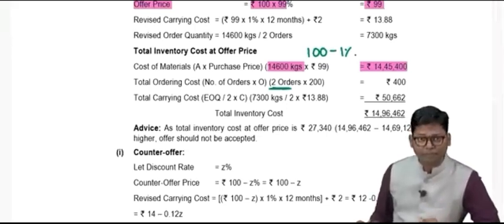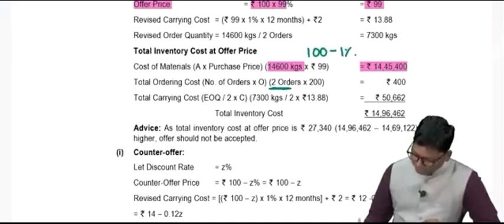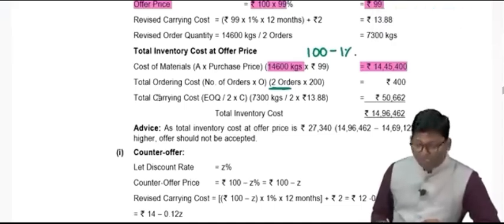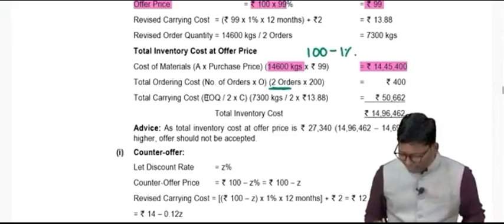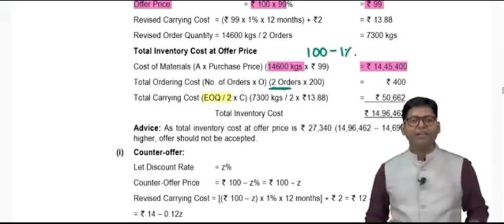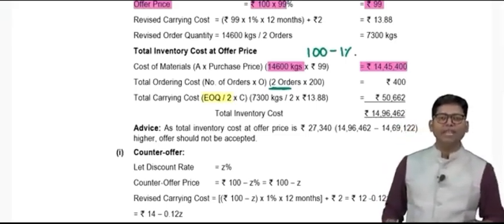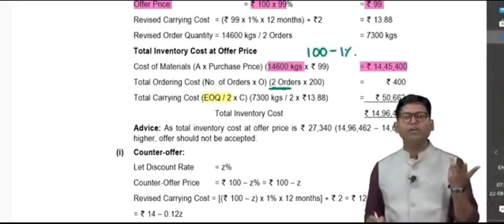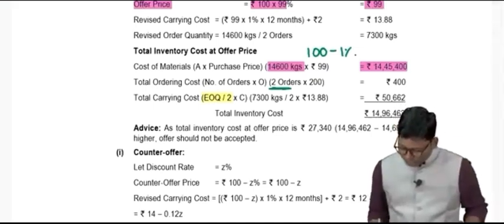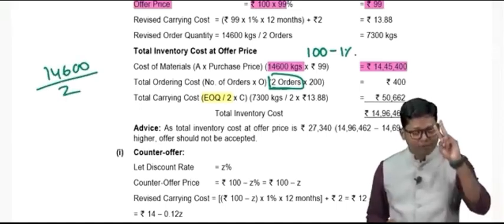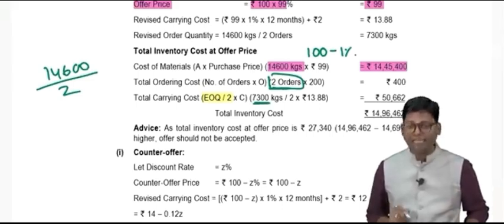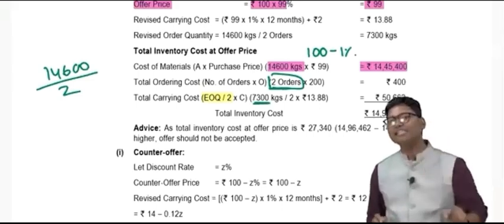It is quite simple. Now, the very important point of this question is the computation of carrying cost. Majority of students commit mistakes here. If you are calculating the carrying cost, first you should take the average inventory. Sir, how to calculate average inventory? Now, we are not following EOQ. The given option is to place 2 orders for 14,600 kgs. If you are dividing into 2 orders, each order will carry 7,300 kgs of raw material.